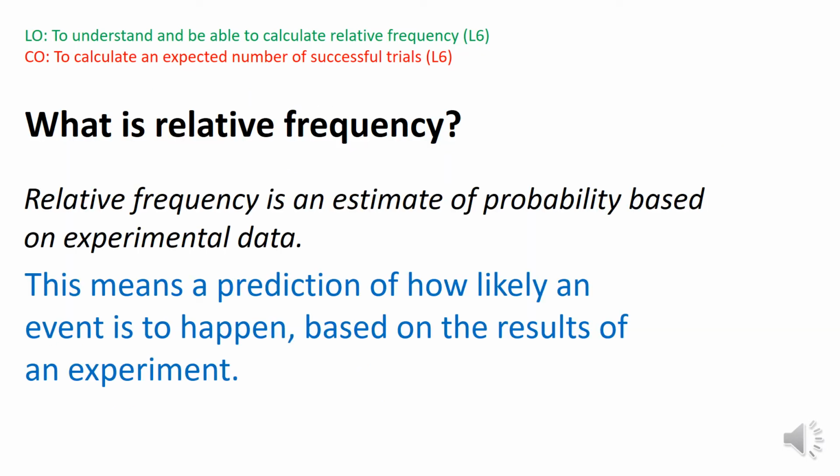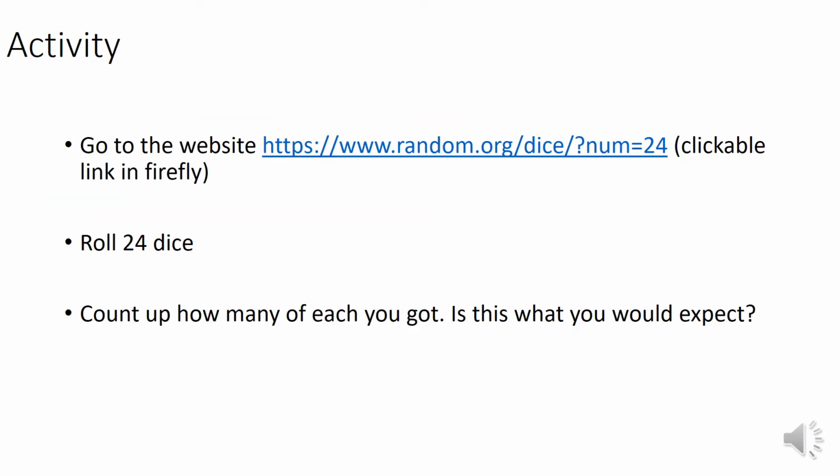So just a sort of summary slide. The relative frequency is an estimate of the probability based on some experimental data. In the case before, it was cars in a car park. So it predicts how likely it is to happen based on an experiment. We'll see an example of that.